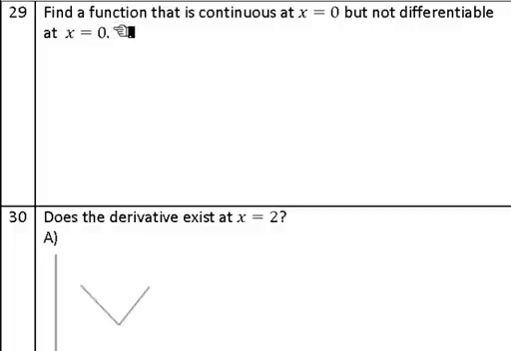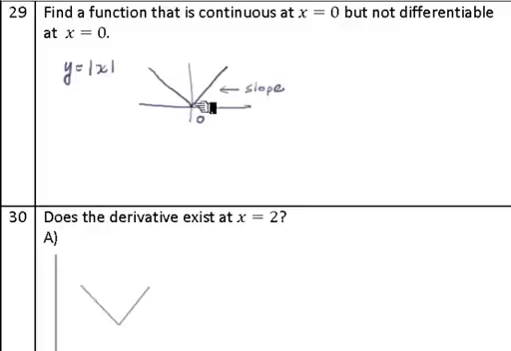In number 29, we're asked to find a function that is continuous at x equals 0 but not differentiable at x equals 0. A typical example is y equals absolute value of x, which comes to a point at x equals 0. The derivative here doesn't exist. The slope on the right is 1, because on the right we have a piece of the line y equals x. The slope on the left is minus 1, because this is a piece of the line y equals minus x. So at 0, the slope doesn't exist.